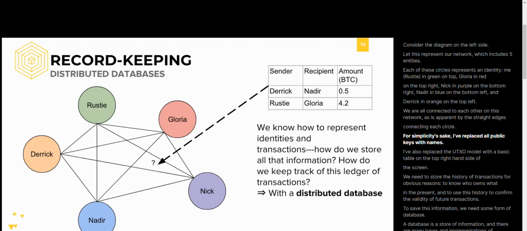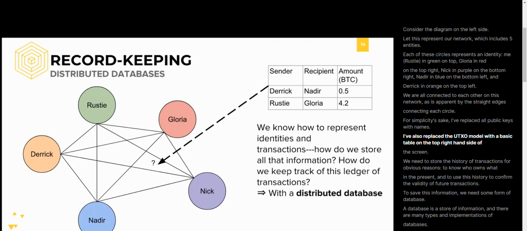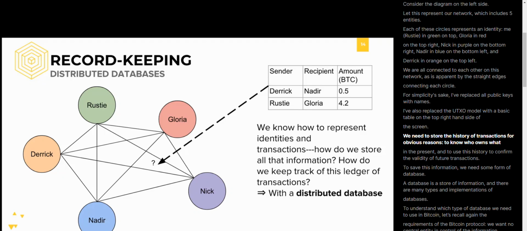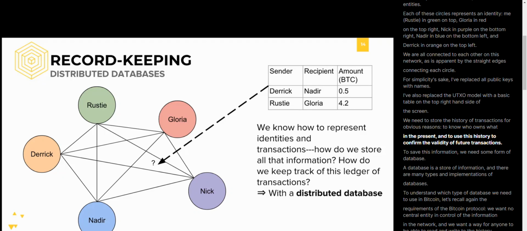For simplicity's sake, I have replaced all public keys with names. I've also replaced the UTXO model with a basic table on the top right-hand side of the screen. We need to store the history of transactions for obvious reasons, to know who owns what in the present, and to use this history to confirm the validity of future transactions.